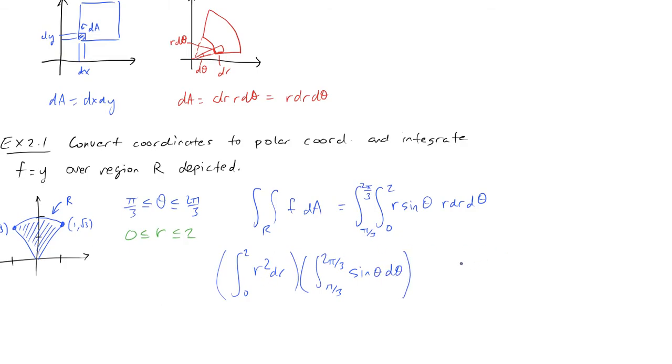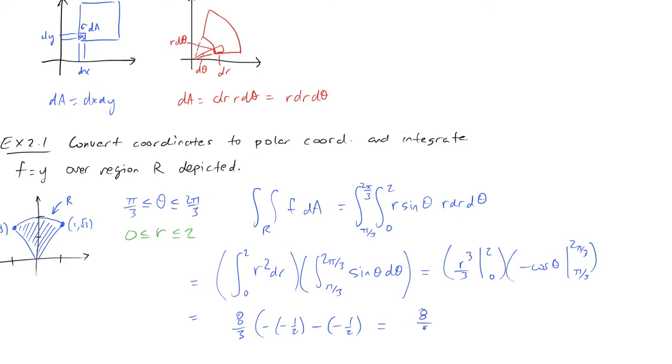And this works out to be r cubed over 3, 0 to 2, that'll be 8/3. And this works out to be negative cosine theta, pi over 3 to 2 pi over 3. So this is 8/3, and this works out to be negative a half. Cosine of 2 pi over 3 is negative a half, so negative negative a half minus, and then cosine of pi over 3 is 1/2, so minus minus 1/2, which is 8/3.